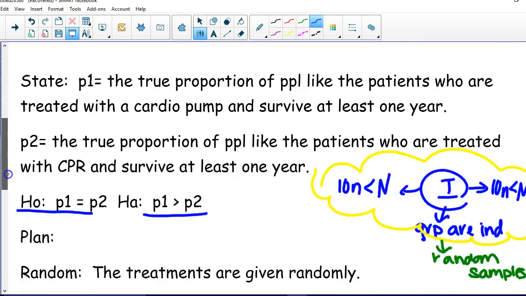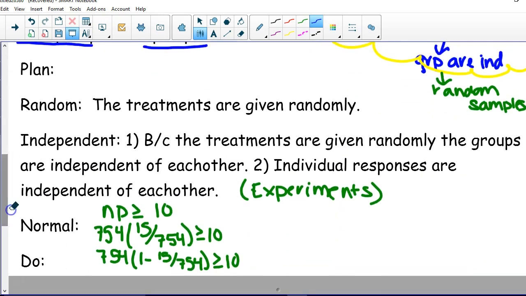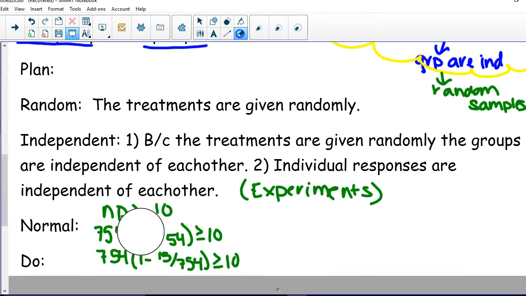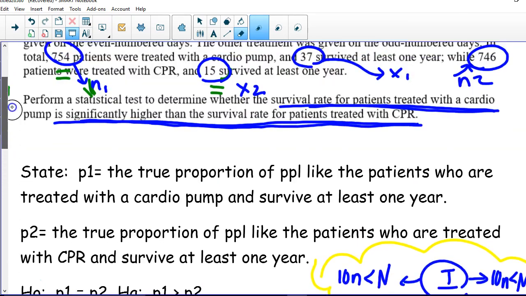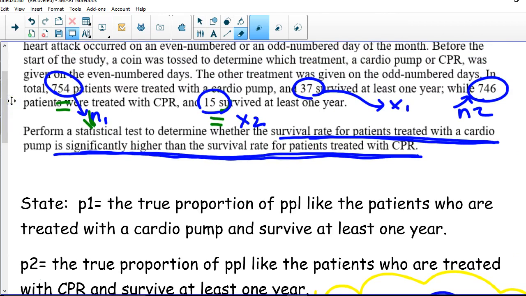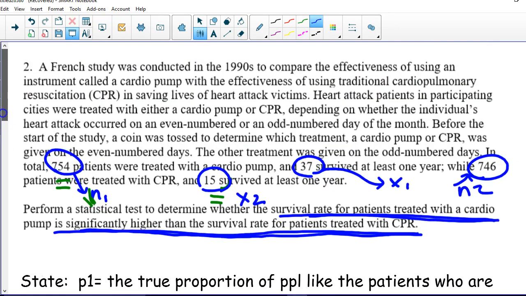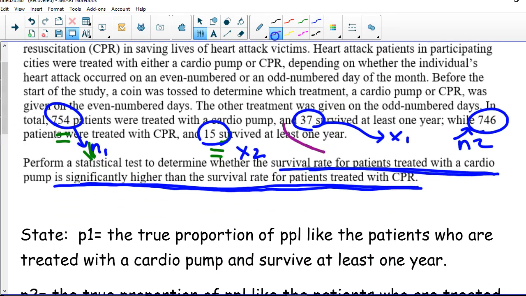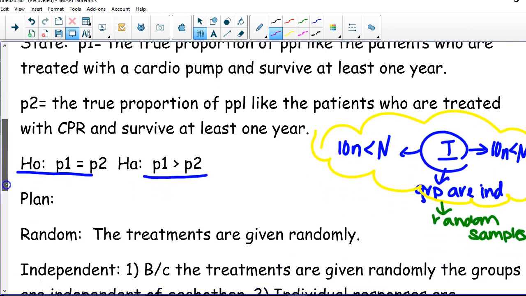All that changes for us is we have to just do a little erasing. I'm really doing awesome here, sorry. Okay, so erase this and erase this. What did I do wrong? I accidentally labeled 2 X1. So let's circle it again in purple. Here is my X1. They're the ones who survived with the cardio pump out of 754 still. So we are okay.